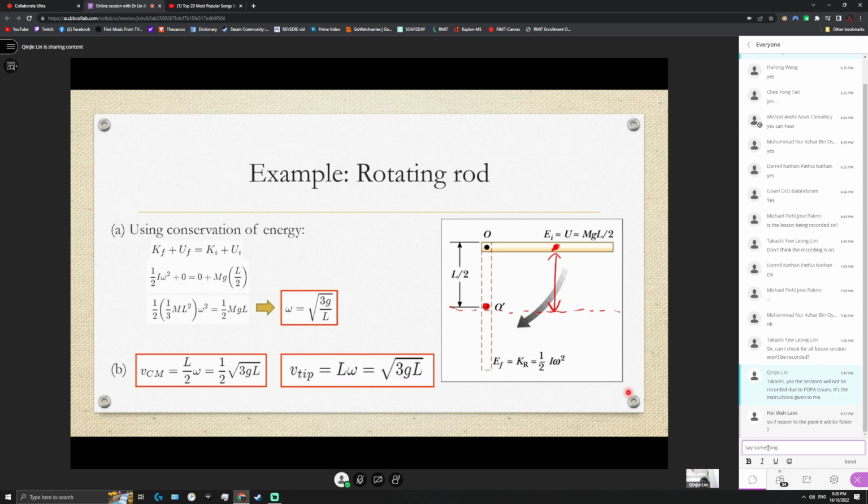Then for part B, they ask you to find the linear velocities, one at the middle part, one at the end. This one is the easy part. When you have angular velocity, it's very easy to find linear velocity, right? Because we know V equals R omega. So we just need to multiply by the respective R. For the center of mass, the R is L over 2. For the one at the end, call it the V tip, the entire length is the R. That's why it's L omega.